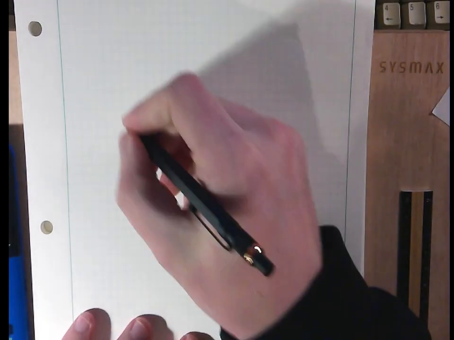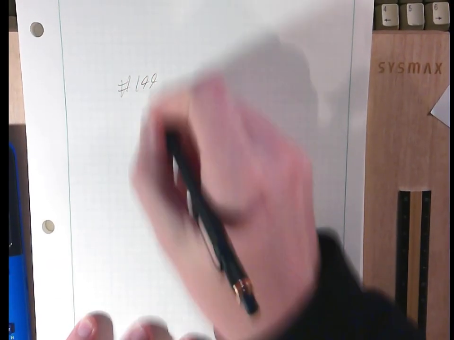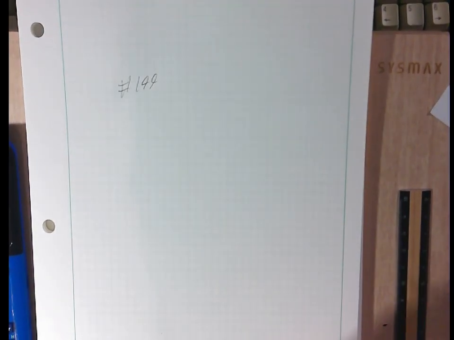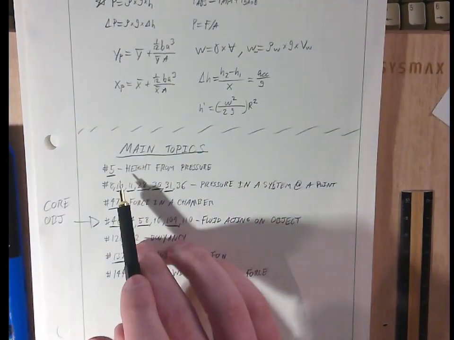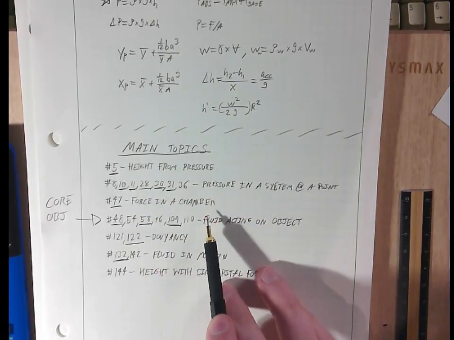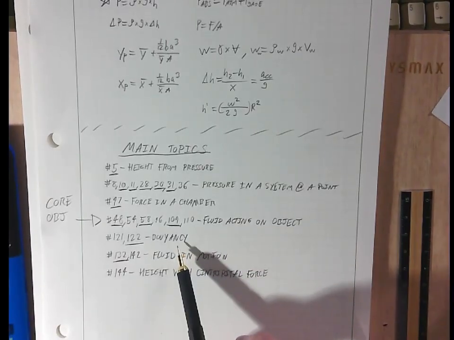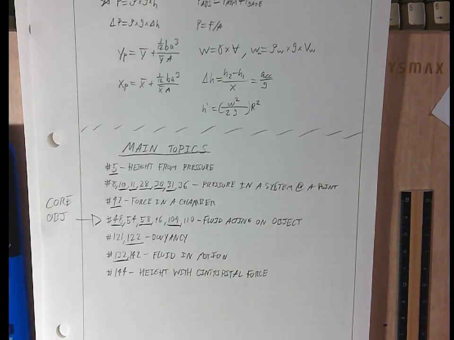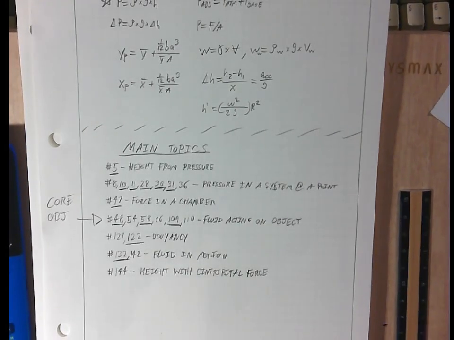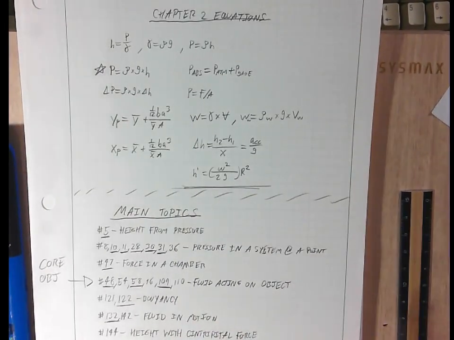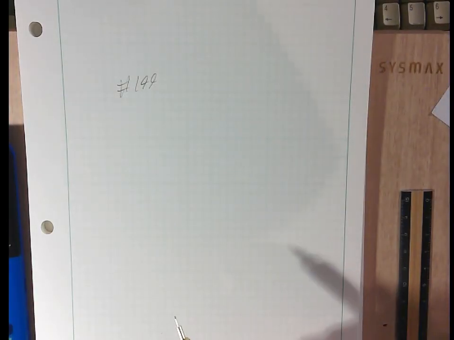And last but not least, this is the final problem of the chapter. This is number 144, and let's see what we have covered. So far in this series, we've gone from height from pressure, pressure in a system at a point, force in a chamber, fluids acting on object, buoyancy, fluid in motion, and now we have height with the centripetal or centrifugal, whatever, force. And the only equation we need to know for that one is that equation right there. So for this problem, let's see what we have written now.